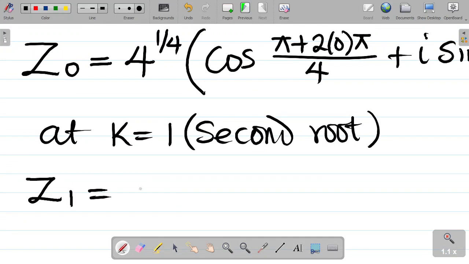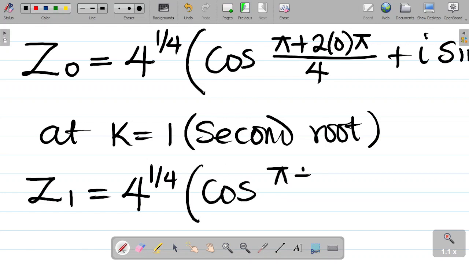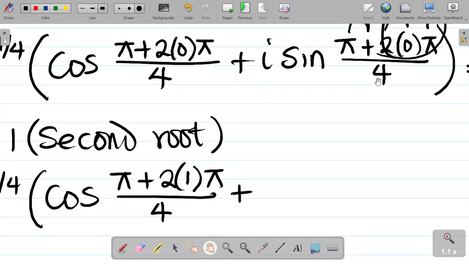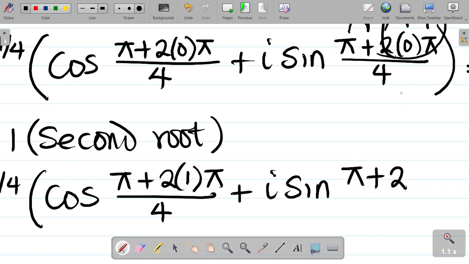z1, and that's equal to r, which is 4 to the power 1 over n, 1 over 4, into cos of pi plus 2k. Now, for the second root, what's k there? k is 1. So please take note. So it becomes 2 times 1, and then all over n. What's n here? 4. Okay, plus, now look up, we're still following this same thing here, plus I sine of pi plus 2 into k. k in this case is 1, and then all over 4.